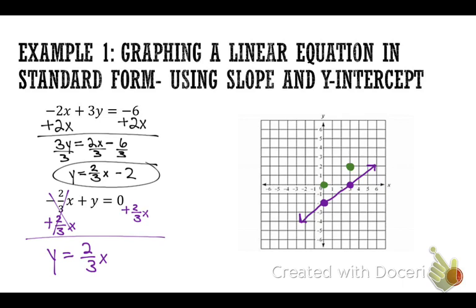Plus 0, but we know that plus 0 means that the intercept is just 0, right? We don't even have to write it. So my first point goes on the 0, and then where do I go? Up 2 over 3. Sounds kind of familiar.